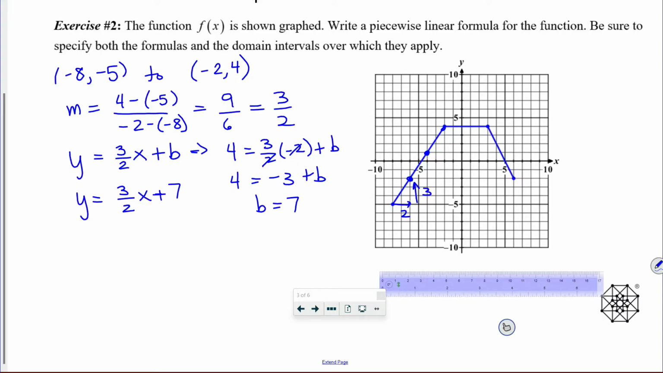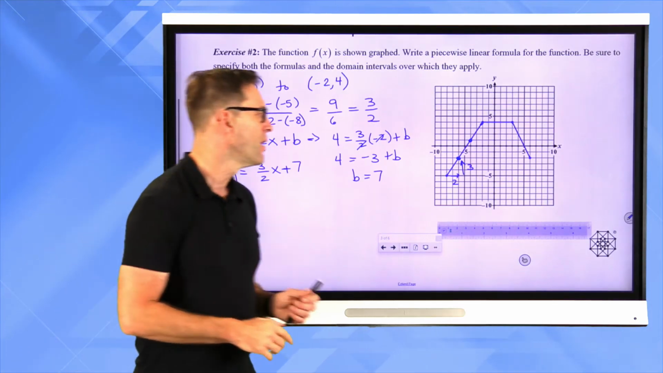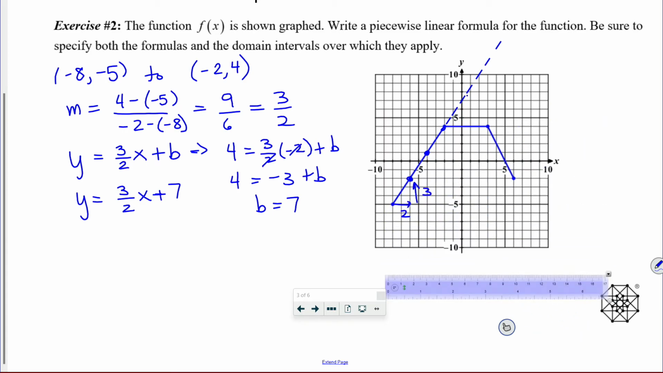And you might say to yourself, well, that doesn't look like it's got a y-intercept of 7, except if I take my ruler out and I put it along this line and I just extend it, maybe I do some dashed lines afterwards, then what I see is a y-intercept right there at 7.